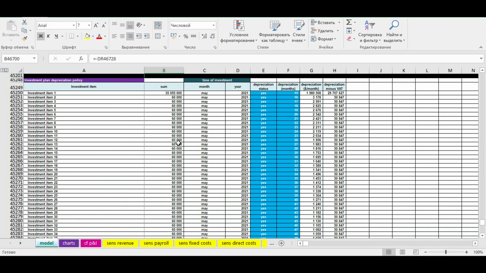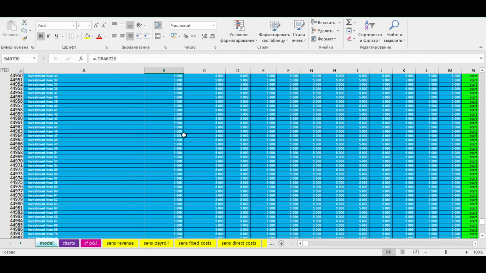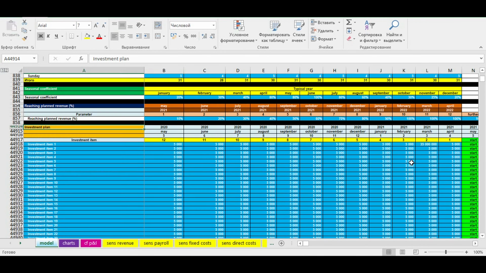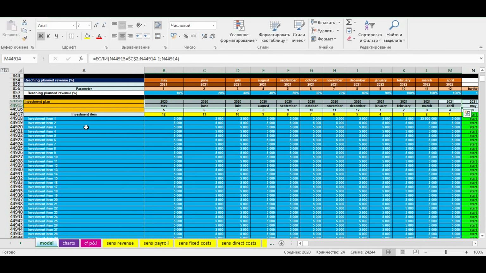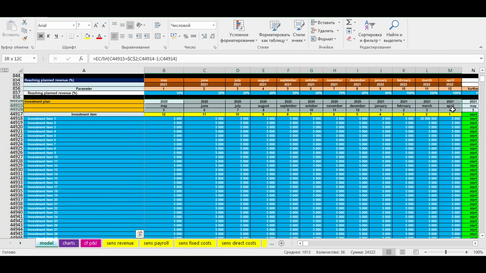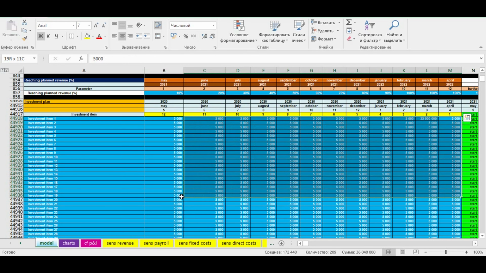Then we move to one of the main blocks of inputs, investment plan. The green column is the moment when we get the first revenue. Going to the past from starting the revenue, we describe our investment stage. Here we can specify what item we invest in, when we invest, and how much we invest.